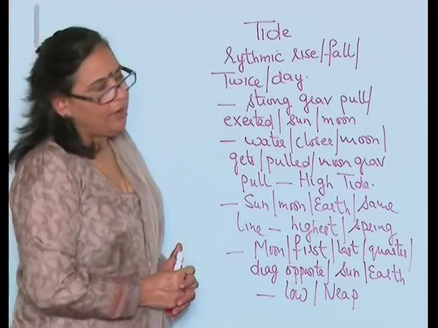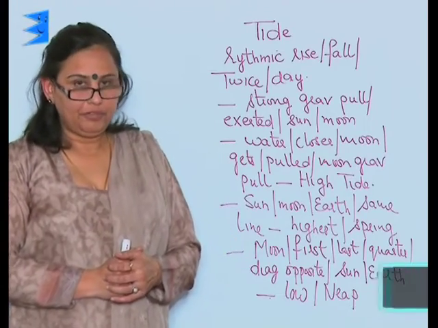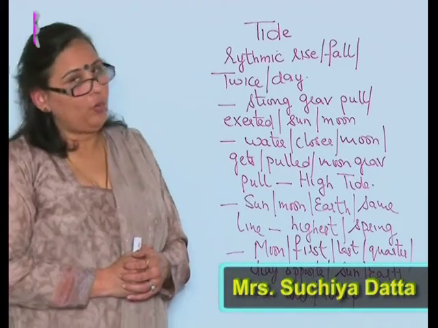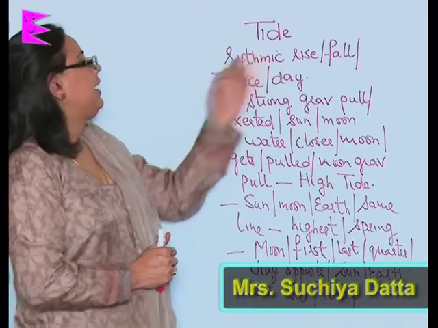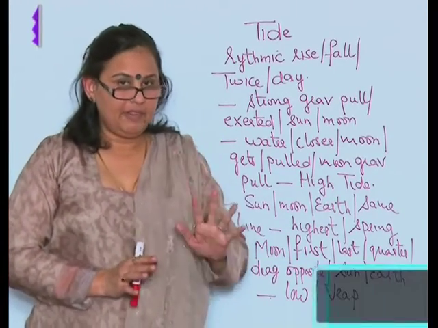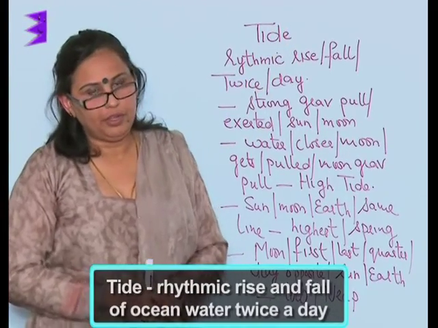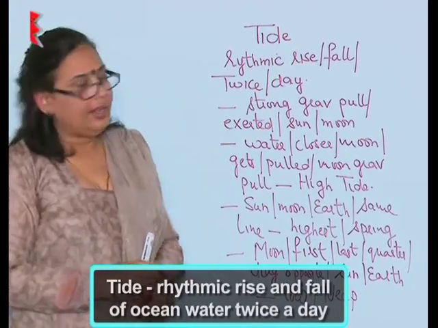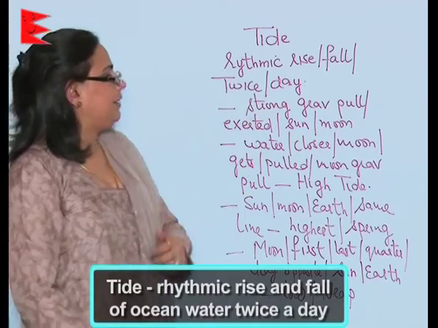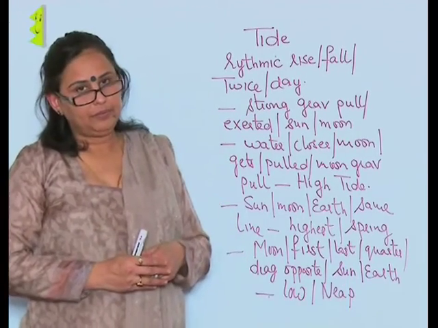Now we are going to read about the second circulation of the movement of the water of the ocean, and that is the tide. What is a tide first of all? Tide is in fact the rhythmic rise and fall of the water twice a day. It is called as tide. Now we are going to read about the formation of the tide.